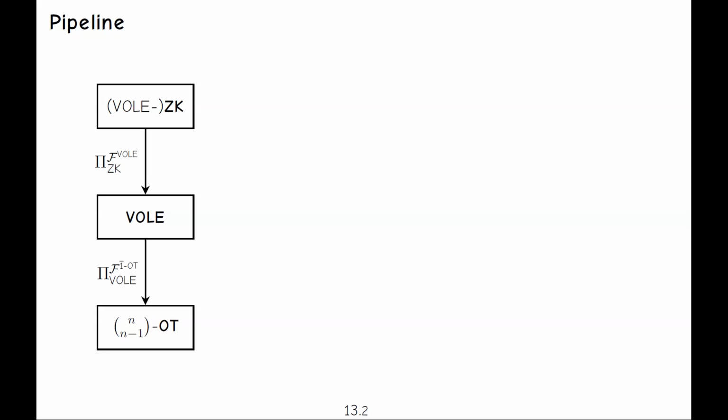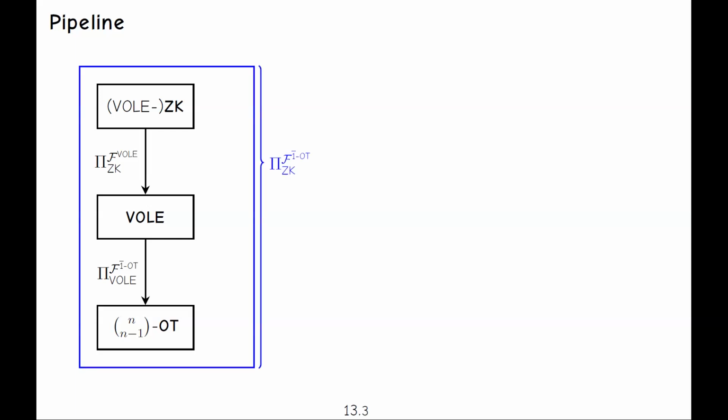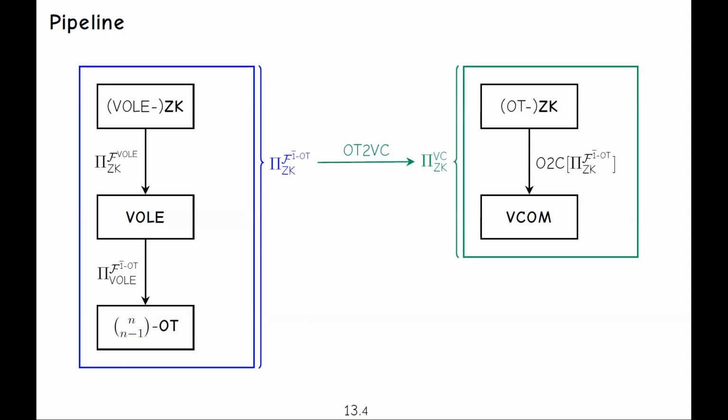And for this, we will use the soft-spoken OT protocol. And then we now have a zero knowledge protocol in the all-but-one OT setting. And our compiler can basically take such a protocol and replace the OT by a vector commitment. And this is the high-level idea for the interactive setting.